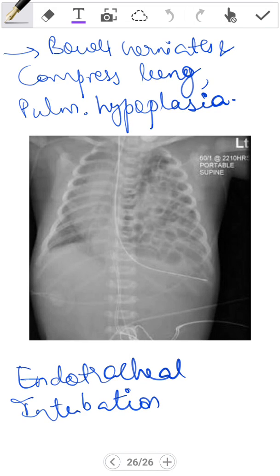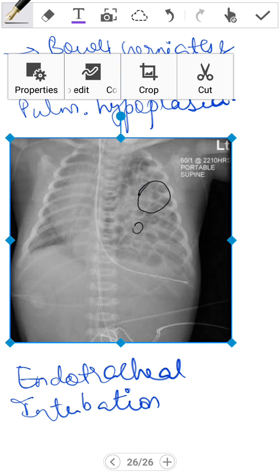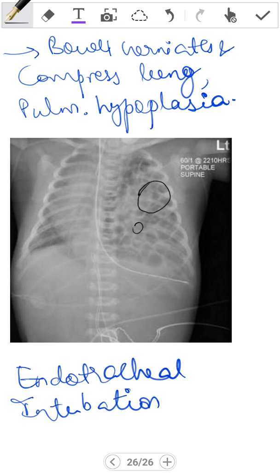So what is that going to lead to is it is going to compress the left side of the lung field. See the lung becoming so small, and all this bowel loop on the left side you can observe. So what happens is the lung becomes so small that it does not function well. So how do you treat these babies is that you do an endotracheal intubation.